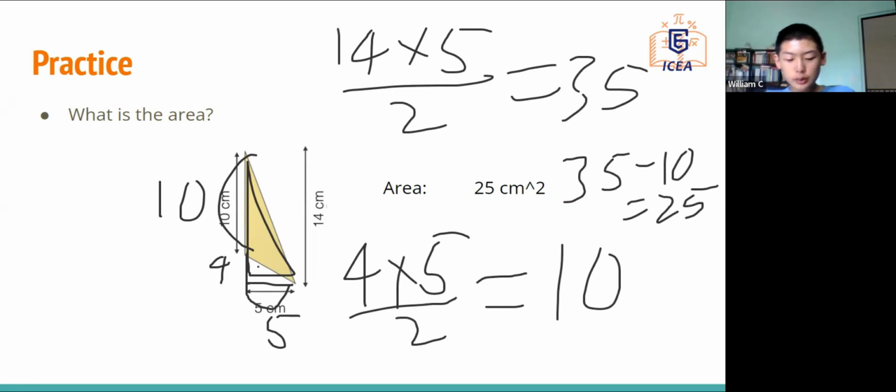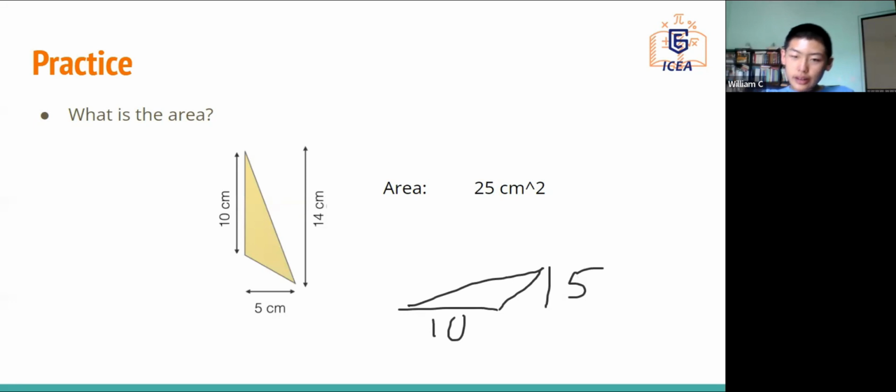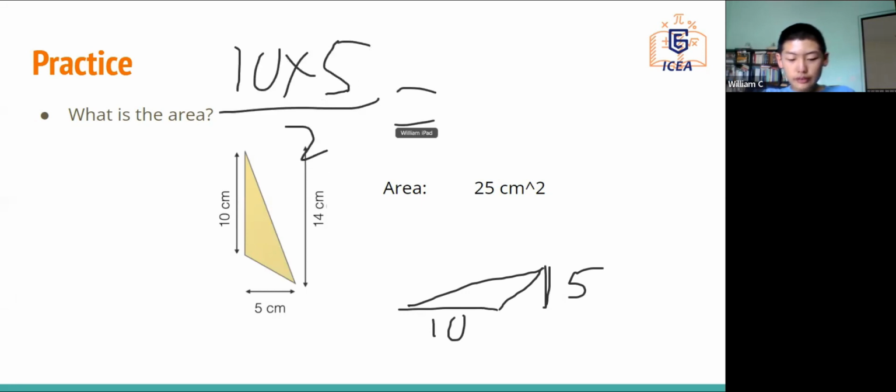However, there's an easier way to do it. Notice that if we flip the triangle around, we can get a shape similar to this. Base we know is 10. However, the height of this triangle is 5. It is still the height, even though over here it doesn't seem like the height touches the base of the triangle. So we can directly do 10 times 5 divided by 2 equals 25.